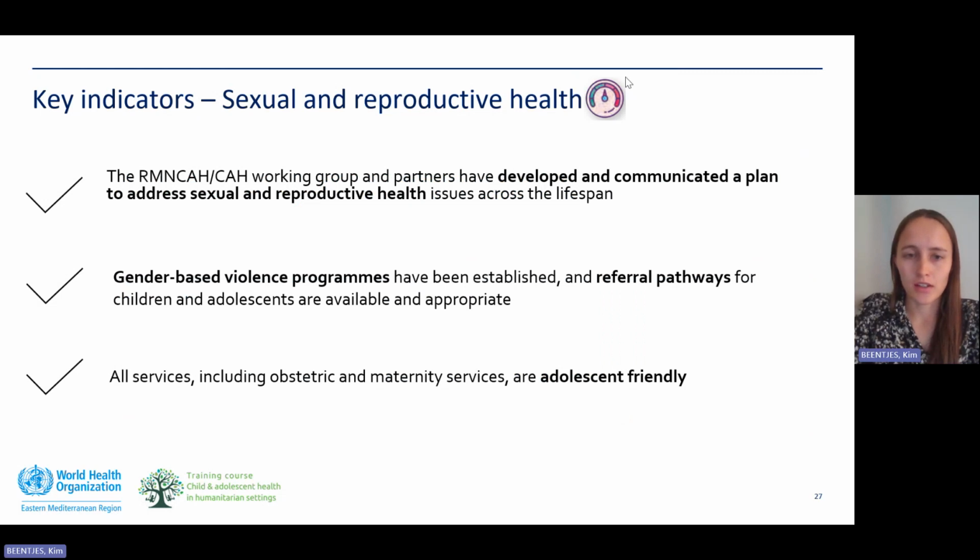Then the indicators that are linked to this is that the working group and partners have developed and communicated a plan to address sexual and reproductive health issues across the lifespan. Then gender-based violence programs have been established and referral pathways for children and adolescents are available and appropriate. And all services, including obstetric and maternal services, are adolescent-friendly.